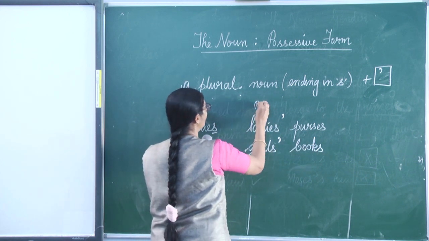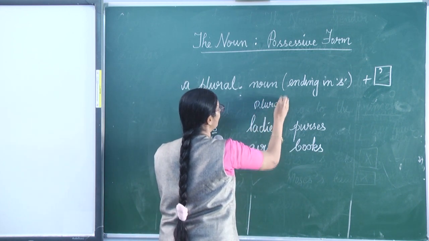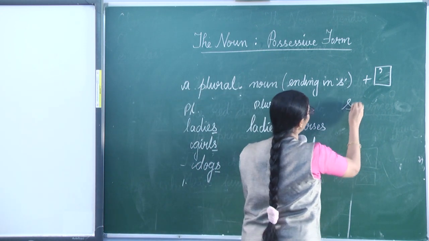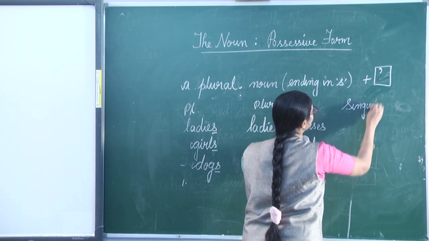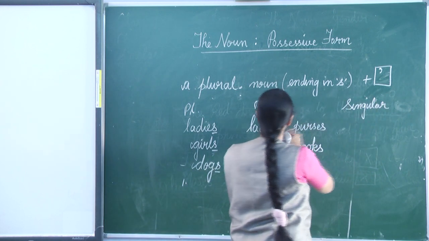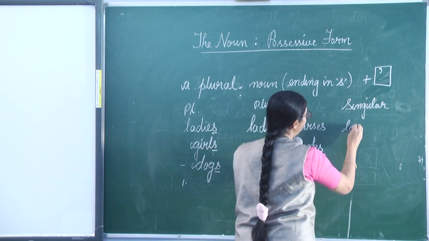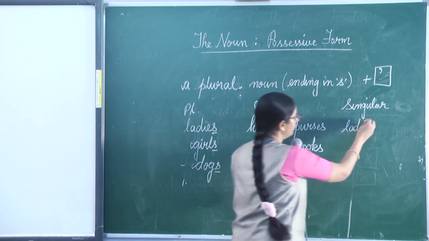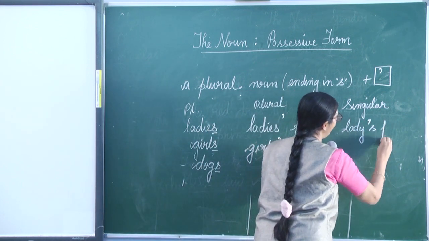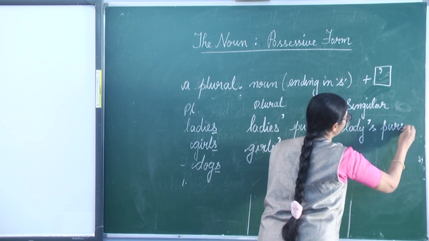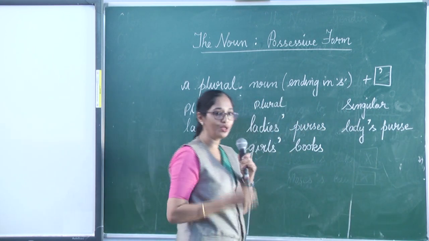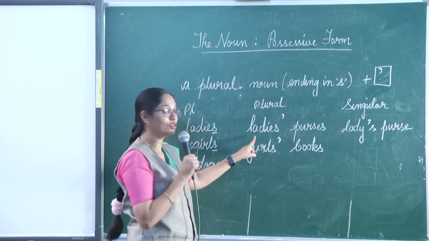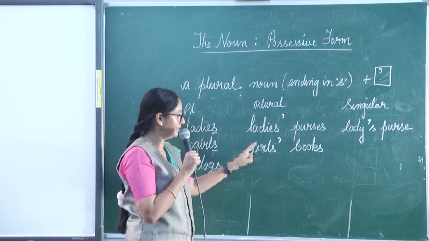This is plural possessive form. And if it is singular possessive form, how will we convert this into singular? Ladies' purses will become lady. Spelling is L-A-D-Y, lady, apostrophe S. Lady's purse. So here we are talking about one lady, whereas here we are talking about many ladies.